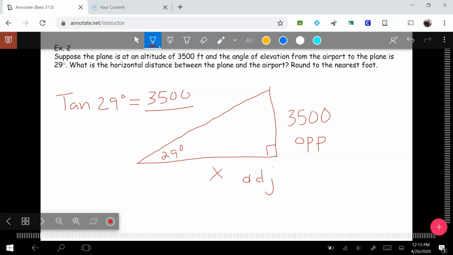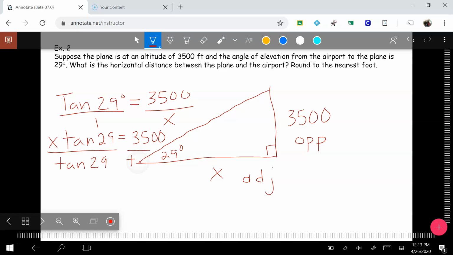3,500 over x. Now remember, always make this a proportion. So when you cross multiply, especially for a problem like this, you solve it right. The x doesn't always have to go on the top. So I have x times tangent of 29 degrees equals 3,500. I'm going to divide both sides by the tangent of 29. So x is going to equal, in my calculator, 3,500 divided by the tangent of 29.